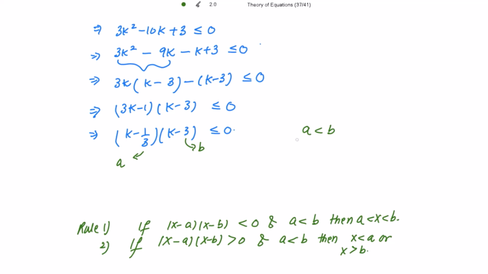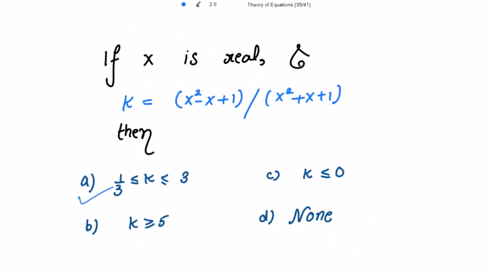And also the expression (x - a) into (x - b) is less than or equal to 0. So x will lie between a and b, with the sign greater than or equal to a and less than or equal to b, right? So from rule 1, we get k is greater than or equal to 1/3 and less than or equal to 3. So this is the required option.